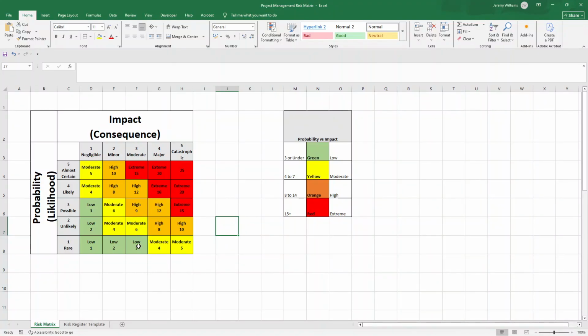Now, the real benefit of all of this, no surprises. So when stakeholders ask what could go wrong, you have answers. And when problems arise, you're prepared. And when everything goes smoothly, you know it's because you managed the risks, not because you got lucky. Remember, risk management isn't about being negative, it's about being prepared.